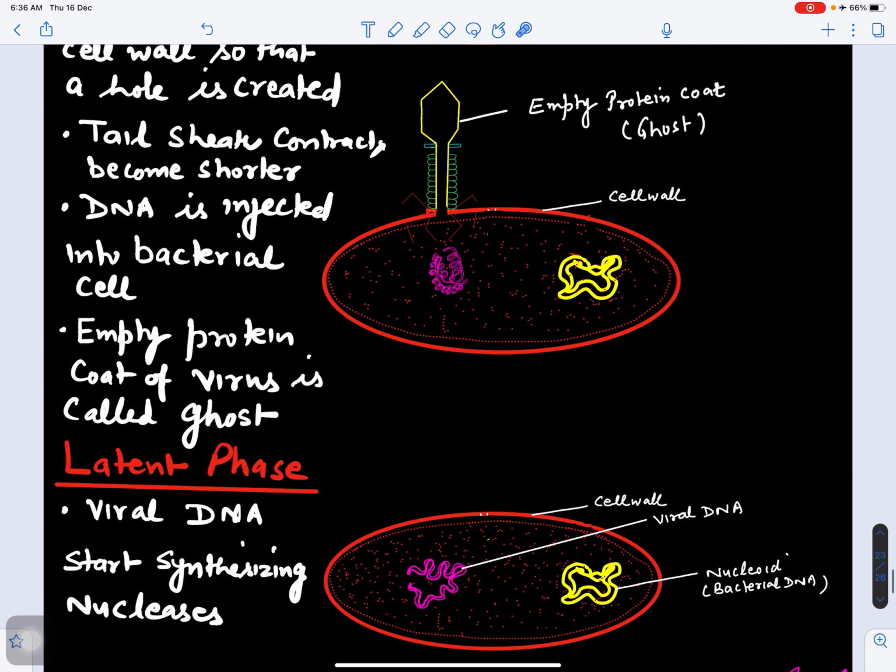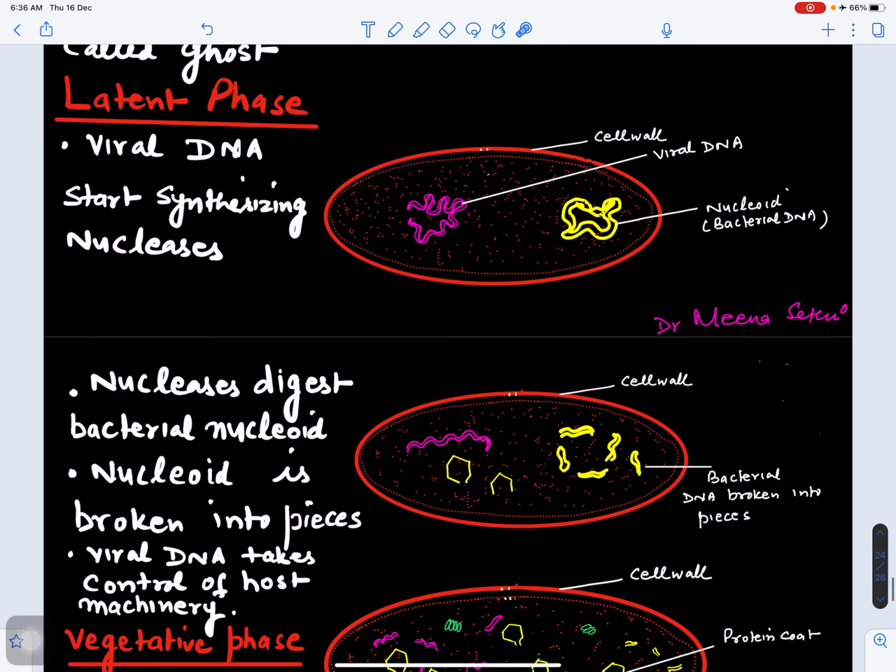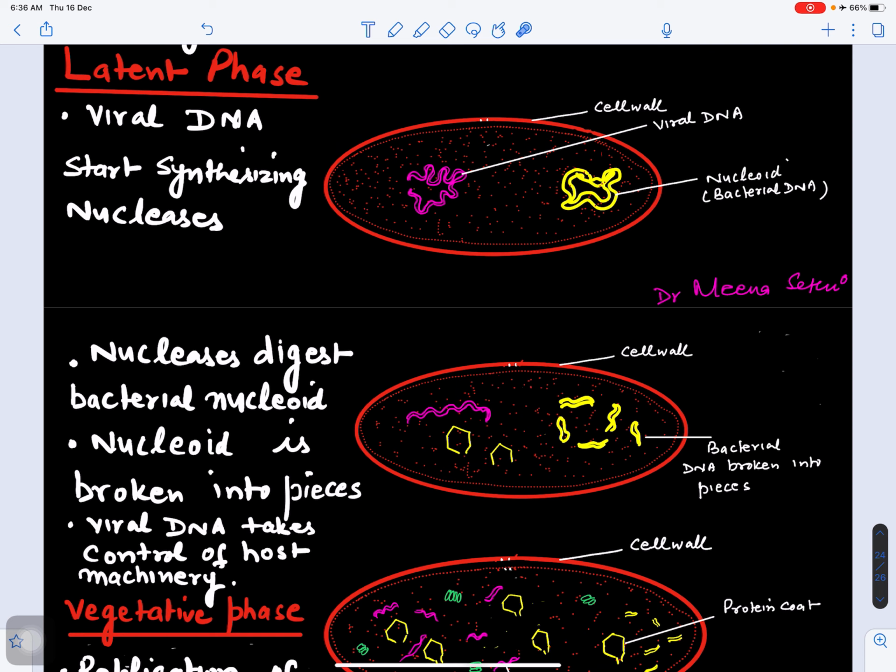Next phase is the latent phase. This was the infection phase. Now in the latent phase, what happens actually? This is the viral DNA. This is the nuclear DNA of the bacteria, the nucleoid, we can say. It is not present in a nucleus. Now this viral DNA will take control of the whole bacteria, and it will start synthesizing the enzyme nucleases. Nucleases are enzymes which can cut DNA into pieces. So these nucleases will digest the nucleoid or bacterial DNA into pieces.